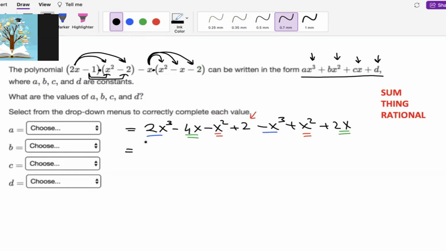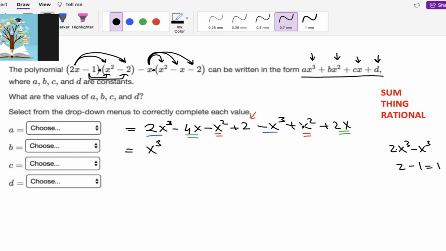So 2x cubed and negative x cubed. Let me write aside 2x cubed and negative x cubed as 2 minus 1, because it is 2 pieces of x cubed and this is 1 piece of x cubed, so 2 minus 1, which is 1. 1 piece of x cubed is remaining. Either you can write it as x cubed or 1x cubed. As I told you, there is an invisible 1 in front of x cubed, which we don't mention.